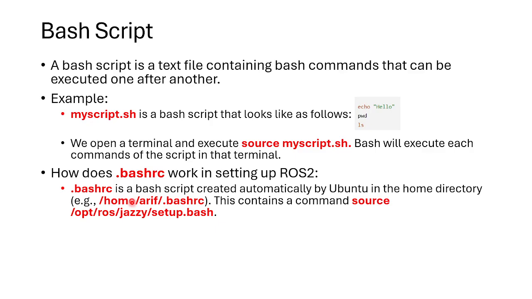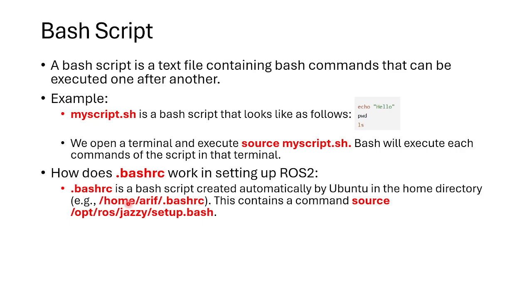When I install this, Ubuntu already created this .bashrc bash script inside this directory, and we have something like this. And this contains a command that is source /opt/ros/jazzy/setup.bash. The last portion of this long path is the file name, which is setup.bash. So this sets up, or installs, ROS2 in the PC.